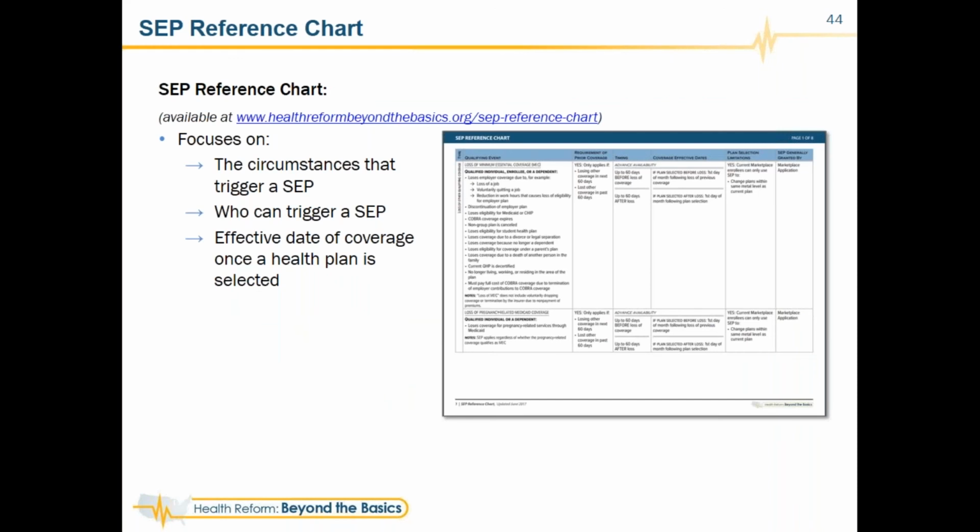So we have updated our special enrollment period reference chart, and that will have information on all of the different SEP triggering events, whether or not they have some sort of requirement of prior coverage, the timing of the SEP, the coverage effective dates, and then if there's plan selection limitations for that SEP for current enrollees. So that'll be a really good resource for you guys.